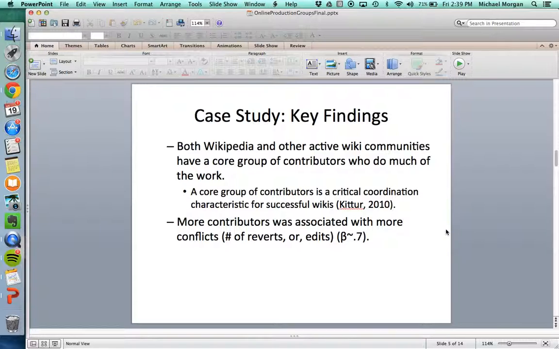They also saw that more contributors were associated with more conflicts. Conflicts, as I said earlier, are the number of reverts or edits. The beta for this was actually 0.7, which is very high. Something else I should caveat is that because they were doing a regression analysis, they're not necessarily looking at causality here. They're really looking largely at correlations. And because we're looking at quantitative data, there are a lot of back-end assumptions being made about the why based on the data itself. This is clearly difficult to get by simply looking at usage data.